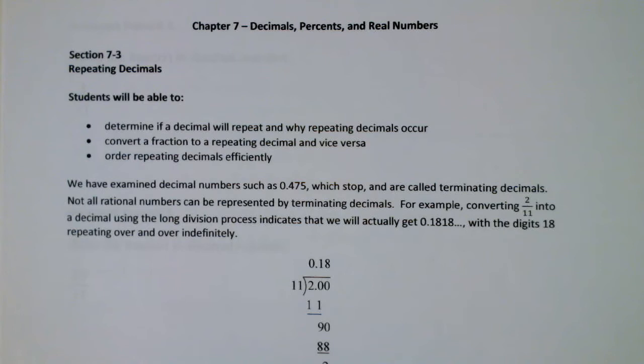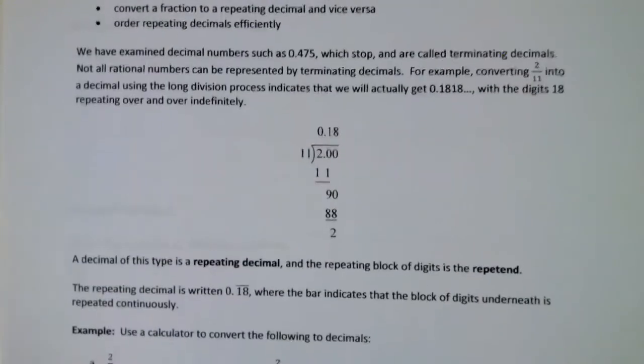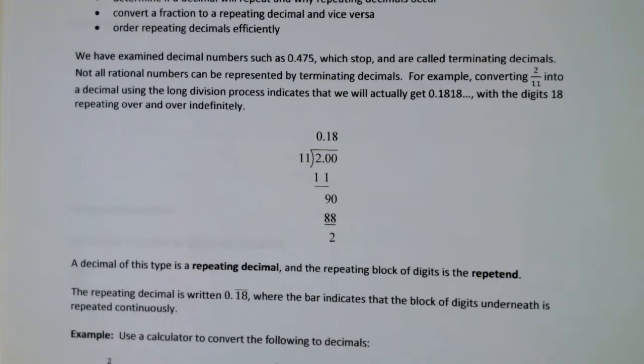Now, already we've examined decimal numbers such as 0.475, which stop, and they are what we call terminating decimals. Now, not all rational numbers can be represented by terminating decimals. Like in this example, if I wanted to convert 2/11 into a decimal using the long division process, we would get 0.1818, and it goes on and on and on. And the digits 1 and 8 repeat over and over indefinitely.